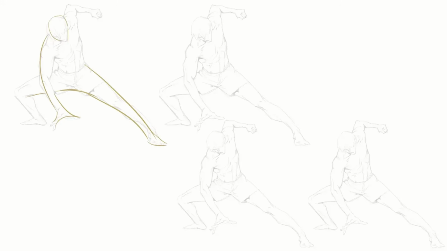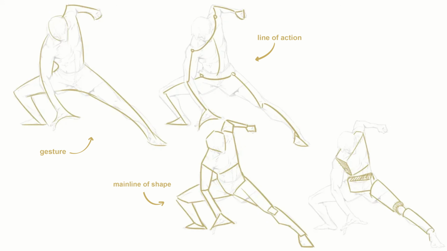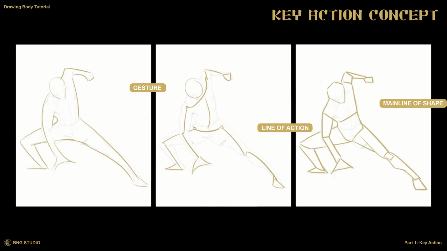Key action is a combination of 4 elements: gesture, live action, mainline of shape, and object structure, the 3D structure of an object in space, which we will analyze more in the next video. Now we will go deeper into the first 3 parts.